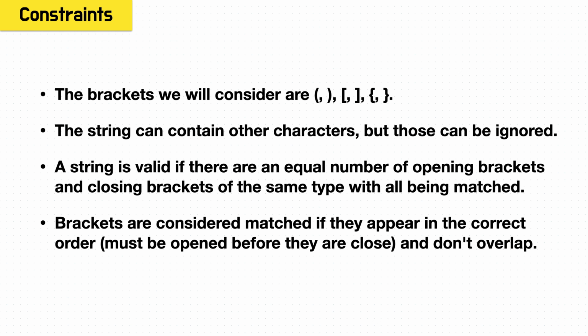And now let's look at the constraints of the question. It says we only need to consider three types of brackets: round, square, and curly. The string may contain other characters, but the only ones we care about are the brackets. We can ignore all the rest. A string is considered valid if there are an equal number of opening brackets and closing brackets of the same type while also being matched. A bracket is considered matched if they appear in the correct order. That means they must be opened before they are closed and they don't overlap. So you can't have different types of brackets overlapping when the other should be closed.